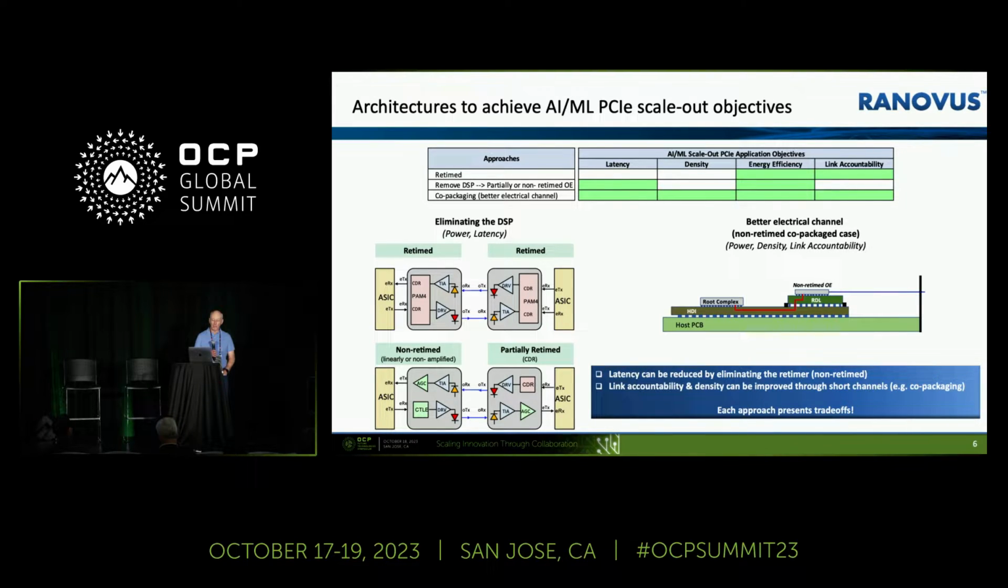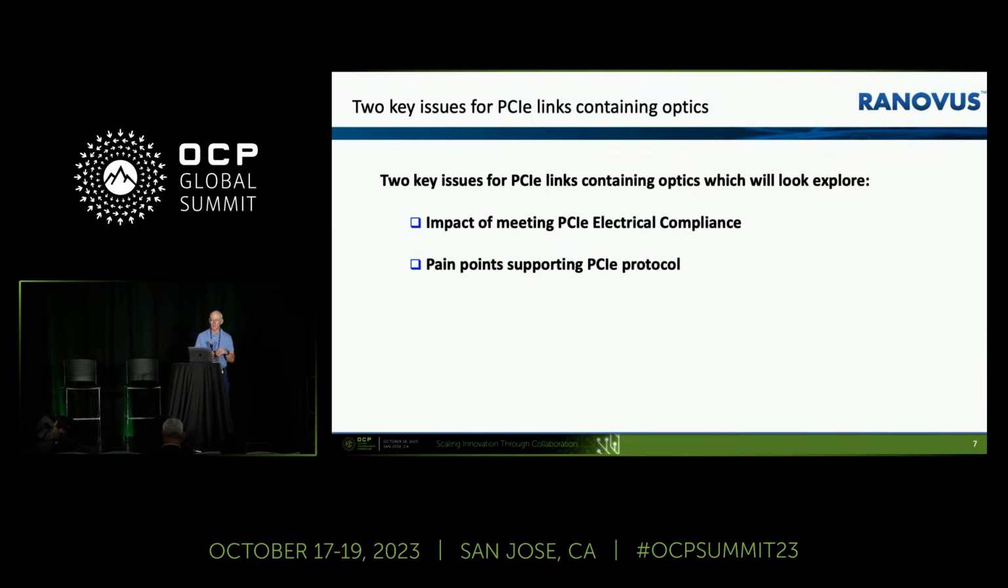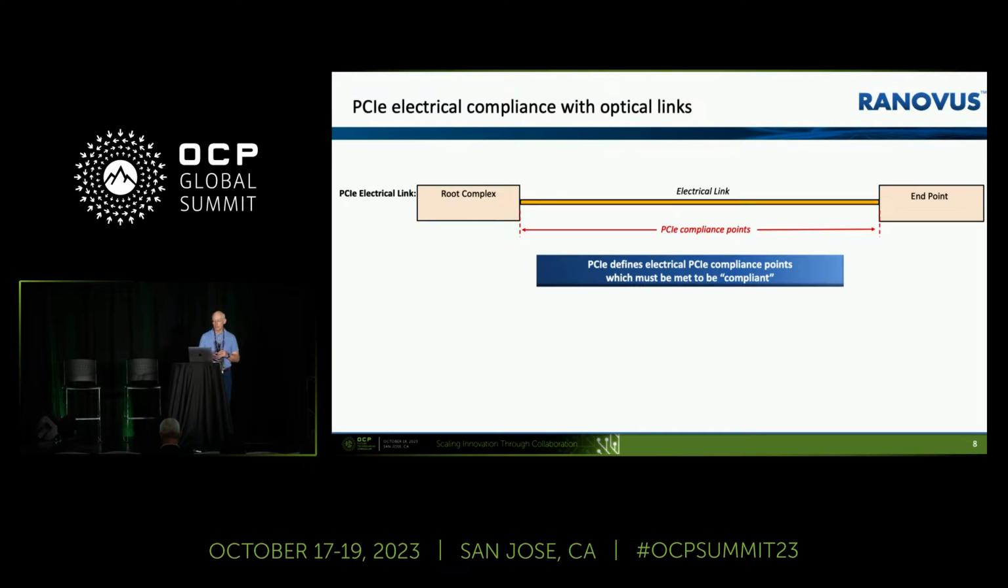You can do co-packaging, in which case you get nice, short, consistent electrical channels, and you can get a lot of green things. I'm not trying to say which of these approaches is the best. I'm just pointing out the differences, and depending on the particular application, one of those might be better than another. Now if we take a look at PCIe and doing these energy efficient links, there's really two major bottlenecks. One is the impact of meeting PCIe compliance, and the other are the pain points for the PCIe protocol. So let's dig into those a little bit.